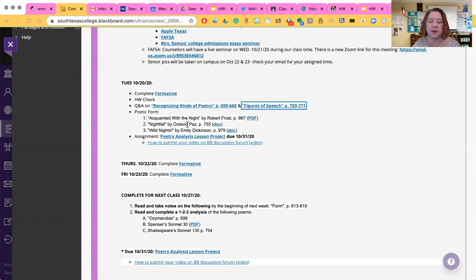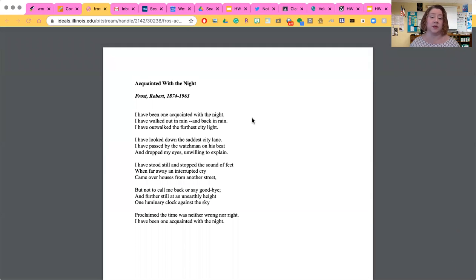So I wanted to spend a little bit of time talking about the poems for this week, just a few minutes, because of the three, two of them are written in sort of a free verse style, and that would be Nightfall and Wild Nights. This week our focus is on form, so your reading assignment is going to focus on the form of a poem. But Acquainted with the Night has a very specific format, so I kind of wanted to just talk about that for a second. Acquainted with the Night is a super famous Robert Frost poem, and it goes like this.